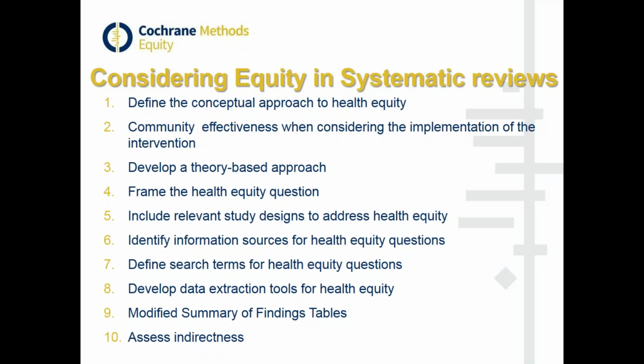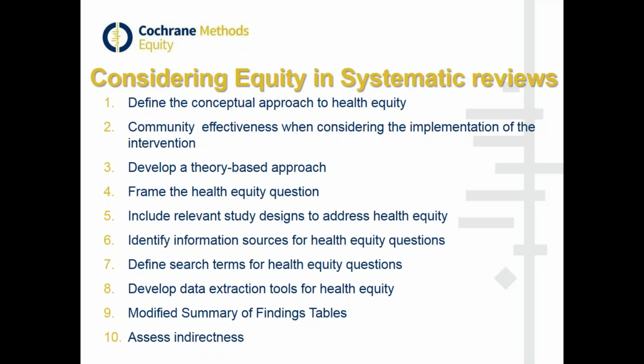The sixth step would be when you're identifying information sources for health equity. So again, some of the literature that you might be interested in could be in databases that would be outside of the typical databases that we search in Cochrane reviews. So some of the information might be in social science databases that you would not have searched for a typical Cochrane review question.